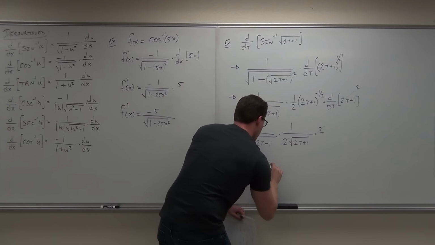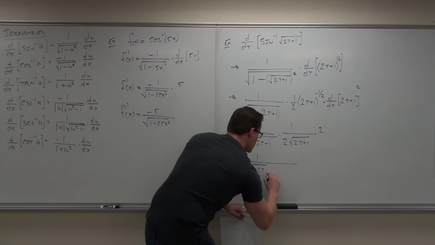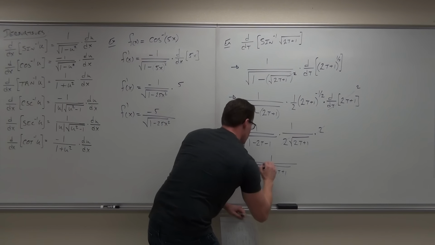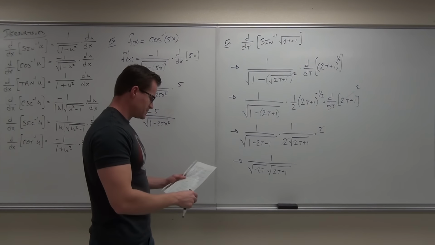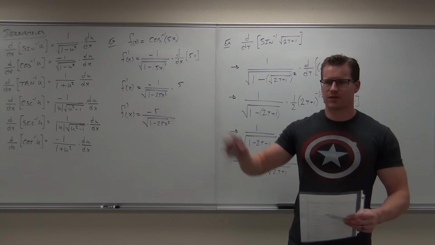Twos are gone. We could actually make this all in one fraction if we wanted. Do 2t plus 1. That's it. That's our derivative. Can you handle it? Show of hands if you can. If you're okay with that one.